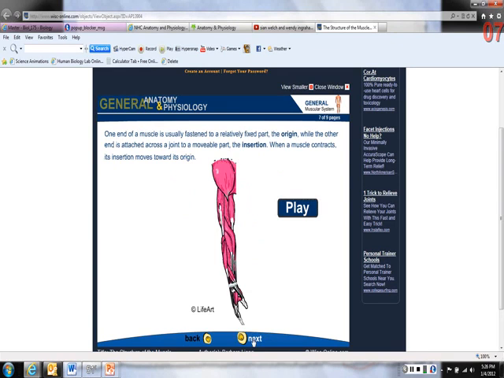One end of a muscle is usually fastened to a relatively fixed part, the origin, while the other end is attached across the joint to a movable part, the insertion. When a muscle contracts, the insertion moves towards its origin.